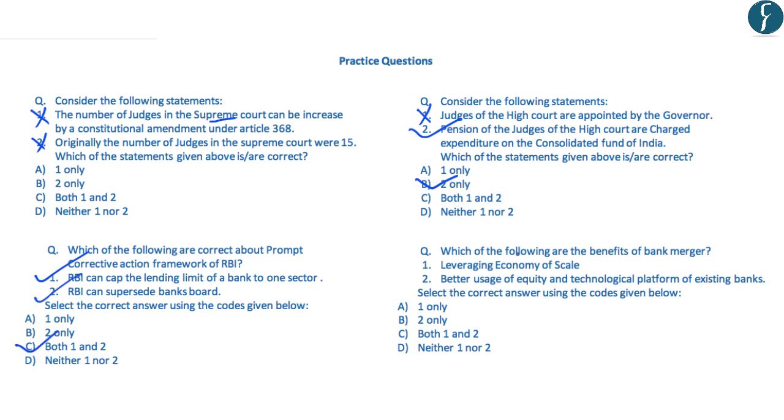The last question is, which of the following are the benefits of bank mergers? First is the leveraging of economies of scale, which is correct, as we have learned in today's article. And the second is better usage of equity and technological platform of existing banks, which is also correct. Hence the correct answer is C, both 1 and 2. With this, we have come to the end of today's discussion. Now let's move on to the question for the day.